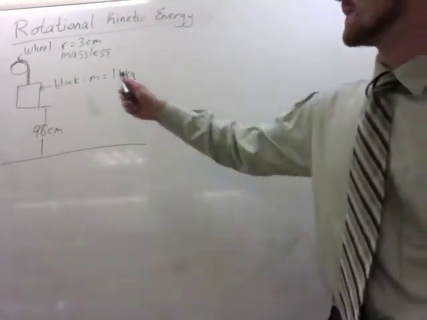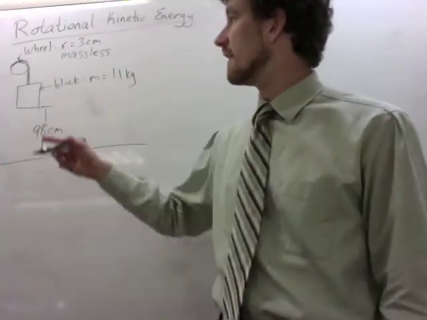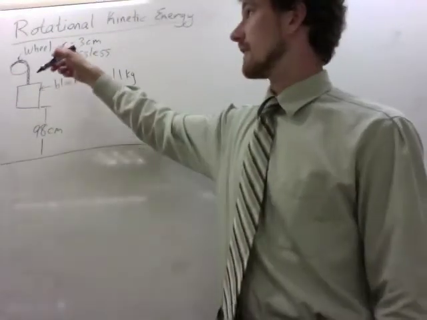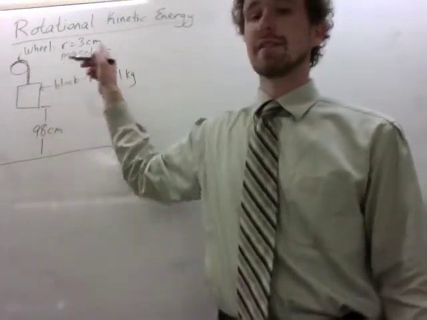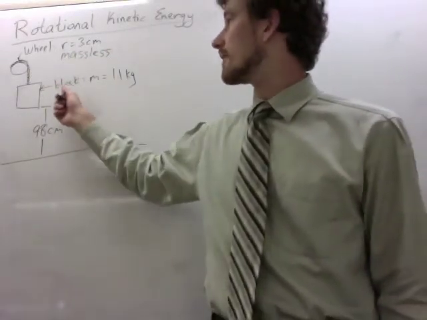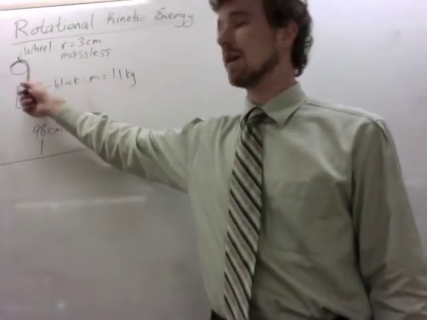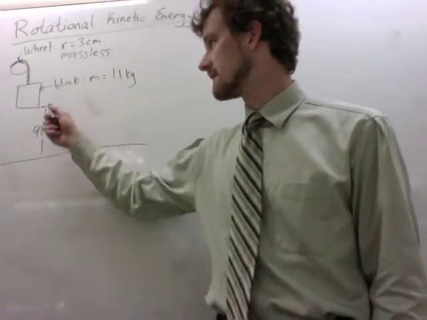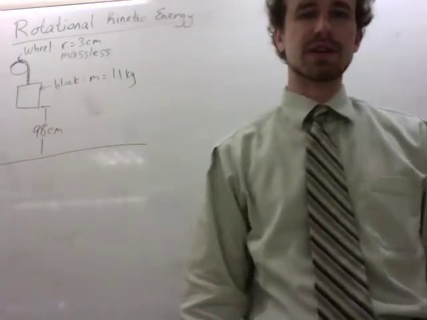All right, so here we have a pulley, which I called a wheel. I don't know why I called it a wheel. It has a radius of 3 centimeters, and for the moment, we're going to say that the pulley is massless. And we've got a block attached to a rope that is wound around the pulley. Its mass is 1.1 kilograms. The bottom of the block is 98 centimeters off the ground.